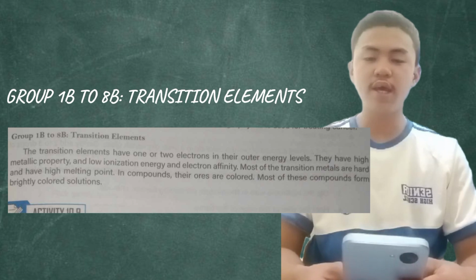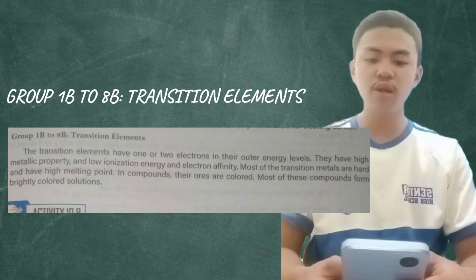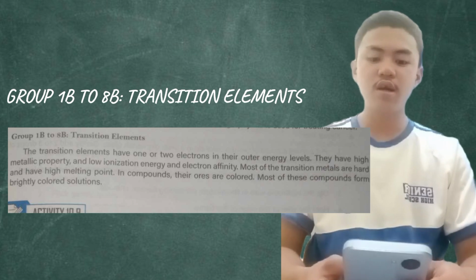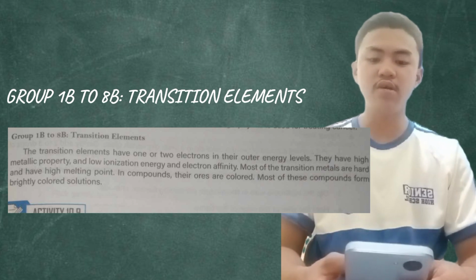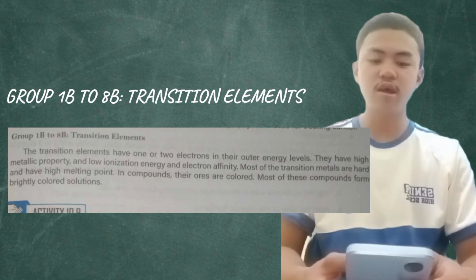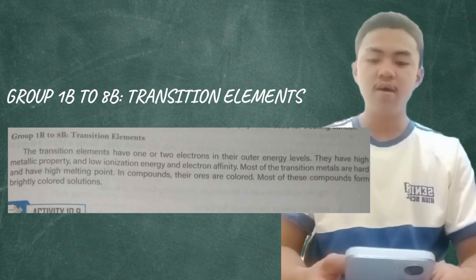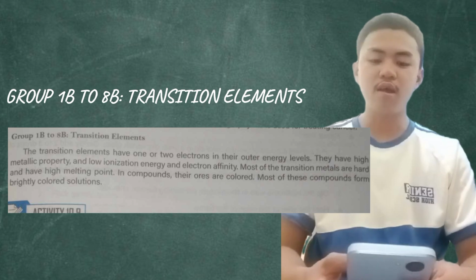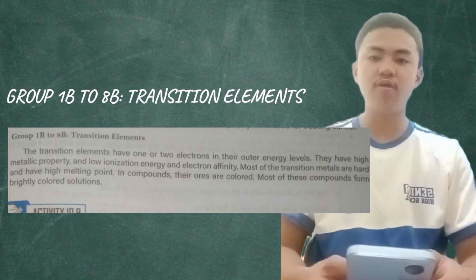So according to group 1B to 8B, transition elements kay ang transition elements kay na siya one or two elements sa outer energy levels. So na siya high metallic property pero low ang ionization energy o electron affinity. So most sa transition metals kay hard o na siya high melting point. So ang ores niya is colored. So most sa compounds niya is naka-form of brightly colored solutions.